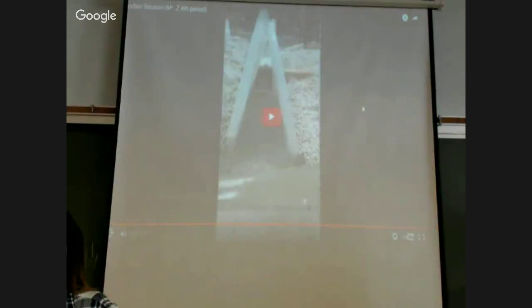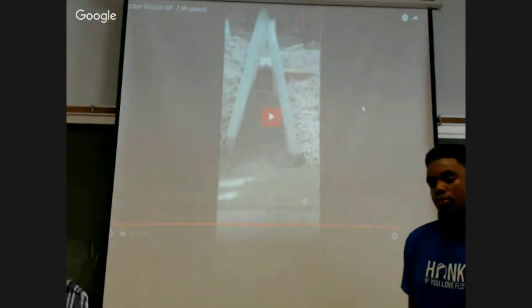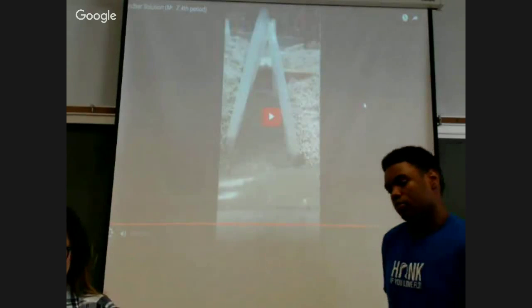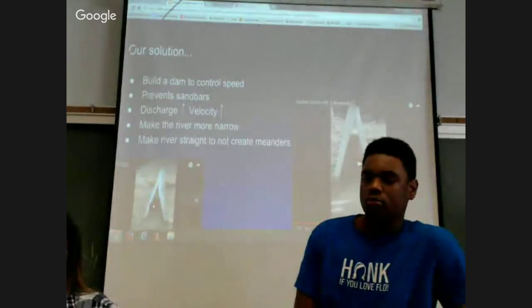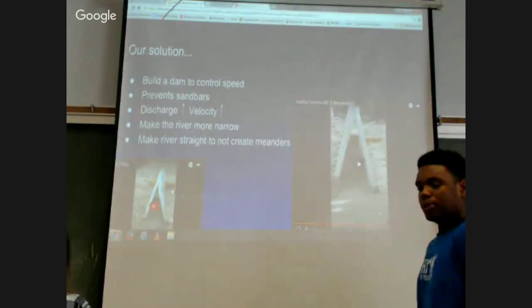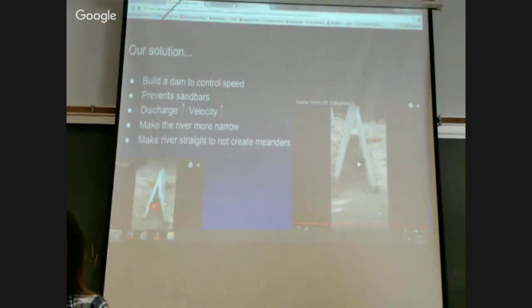Yeah, so pretty much you wait for the water to fill up, then we take the dam off. And then here's the other video. I made a little boat. So for the barges, so the barges won't get caught in the sandbars.